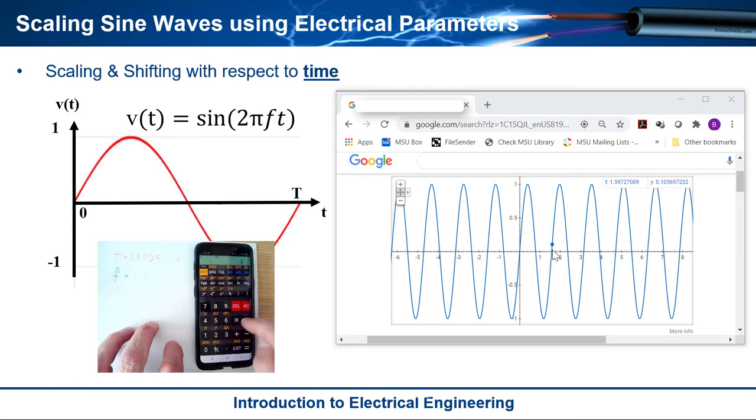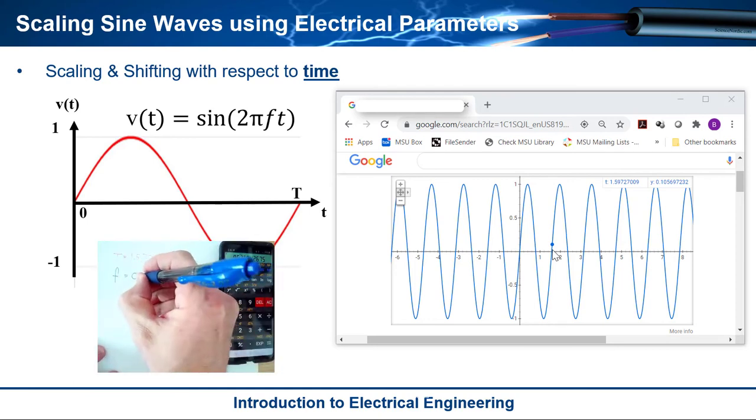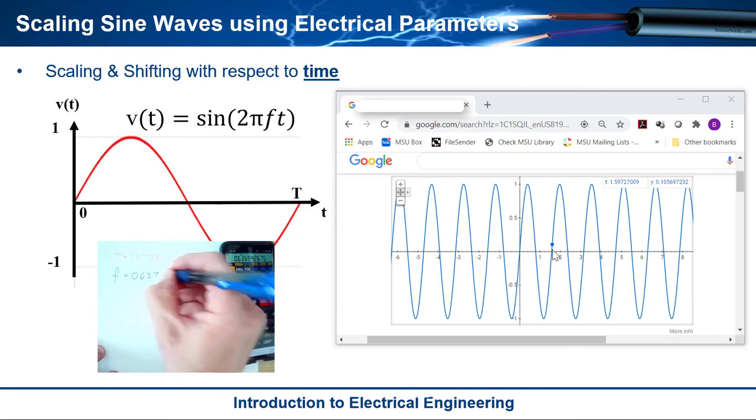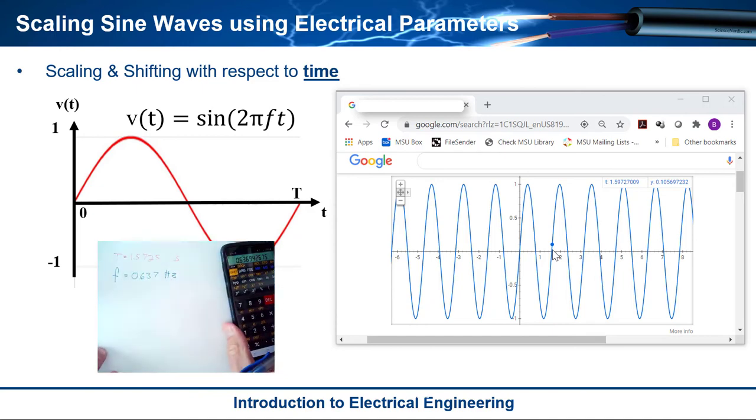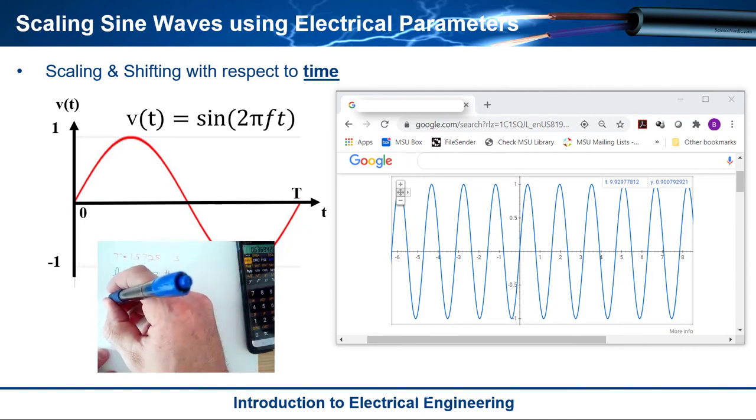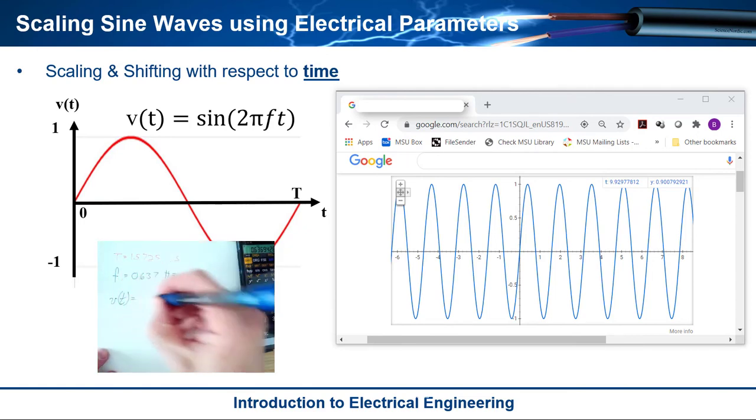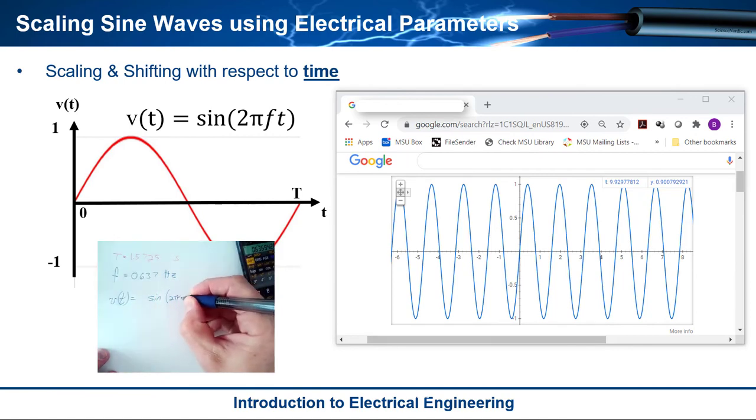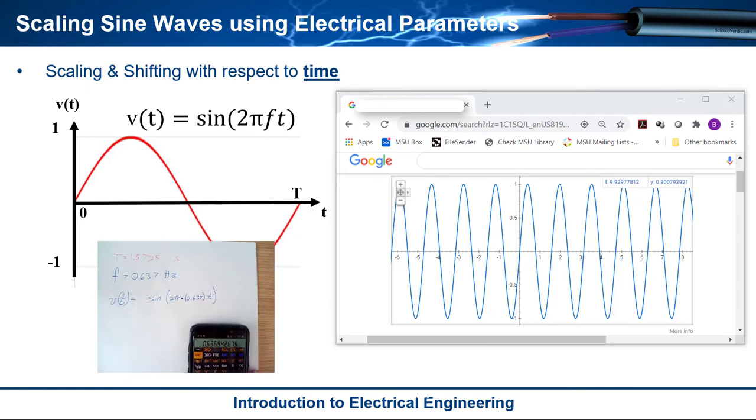Or I could say that my frequency is equal to what? 1 divided by 1.57. I could say that my frequency is 0.637 hertz. So if I wanted to write that out as an expression, I could just say, v of t is equal to sine of 2 pi multiplied by 0.637 hertz multiplied by t. And there you have it.